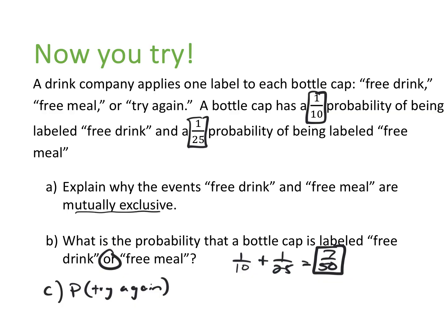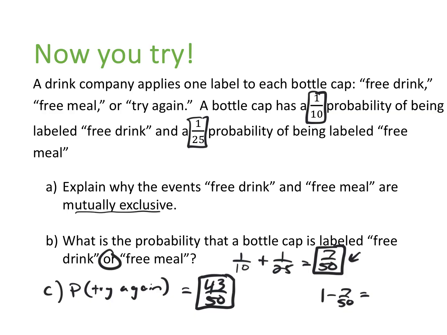So the last case was, what's the probability of getting the try again? Remember that if we have a 1/10 and a 1/25th probability of getting the other two, then the other remaining, because all the probability has to add up to 100%, the other remaining 43 out of 50 would have to be the try again if the 7 out of 50 are the other two. So that's just using our complement event of doing the 1 minus 7/50ths on our calculator.